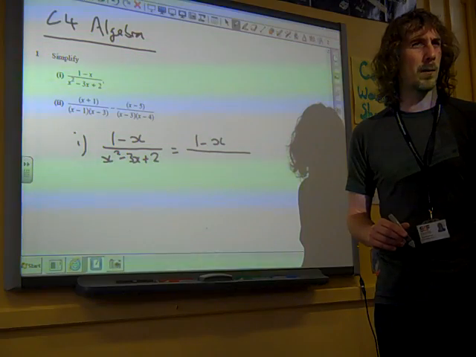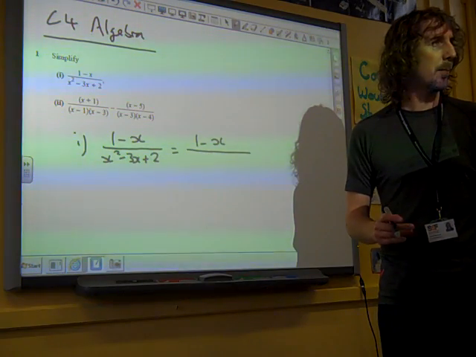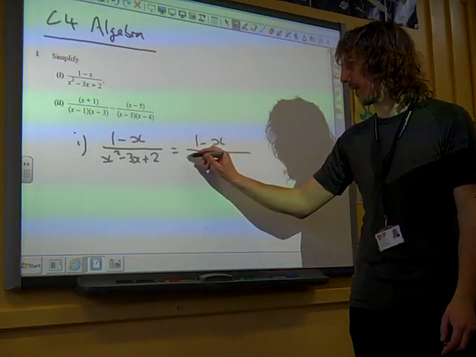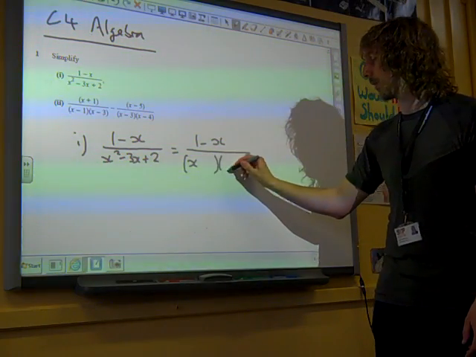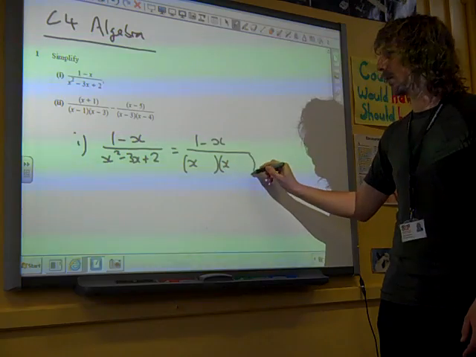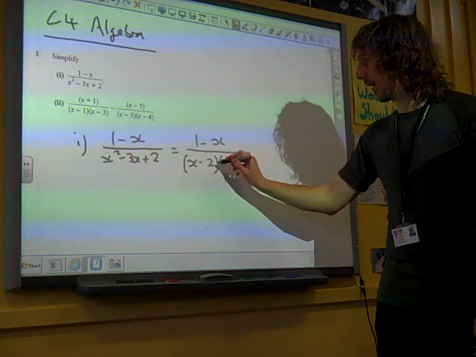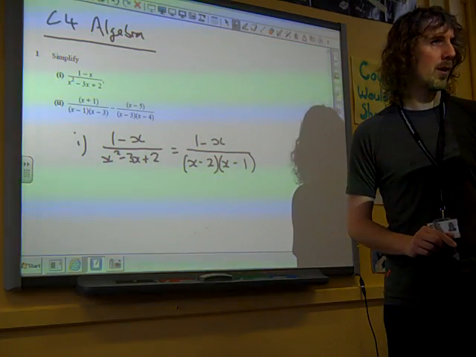You remember in Core 4 you're supposed to be looking back and being asked anything from any of the other modules, so factorising a quadratic, well there you go, that's a nice bit of Core 1. It would have to be 2 and 1, wouldn't it? And they'd need to both be negative. And there we've got it factorised.